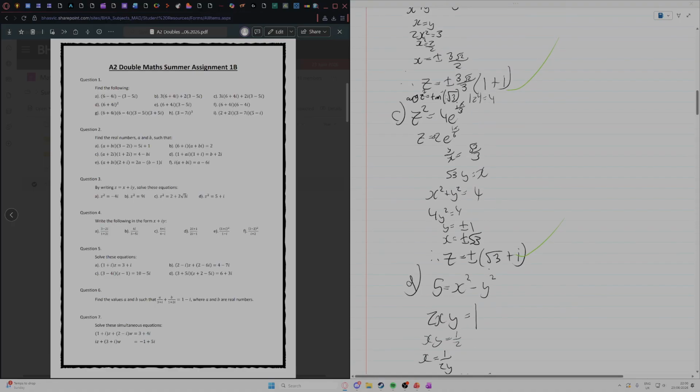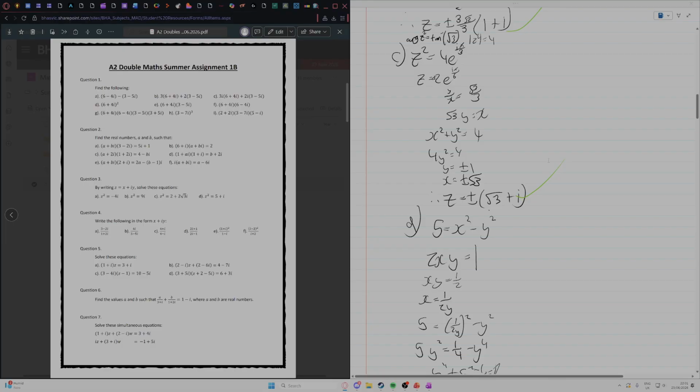Same with this one. Get your modulus, square root the modulus, divide your argument by 2. So this is y over x equals tan pi over 6, and therefore root 3 y equals x. Your argument equals that. This is your modulus, sorry, because root x squared plus y squared equals 2. And then you do a little bit of rearranging.